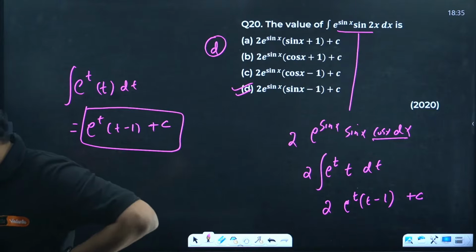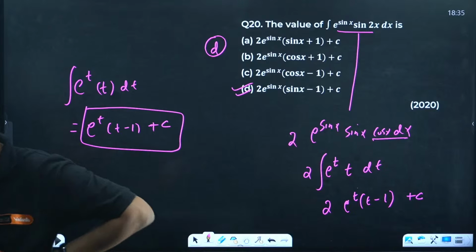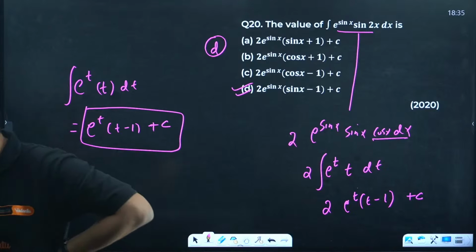It's not bad, BTS Forever Telugu. People are saying D as the answer. D is the right answer, by the way.